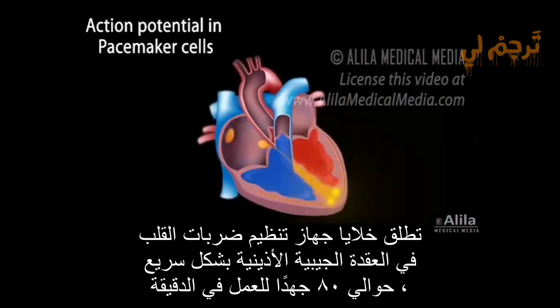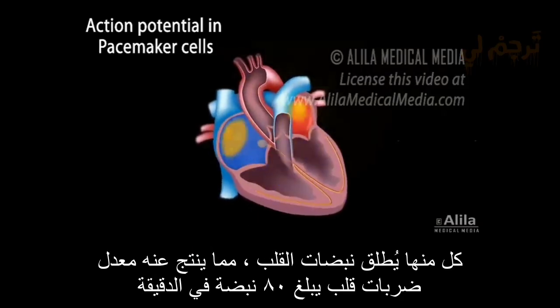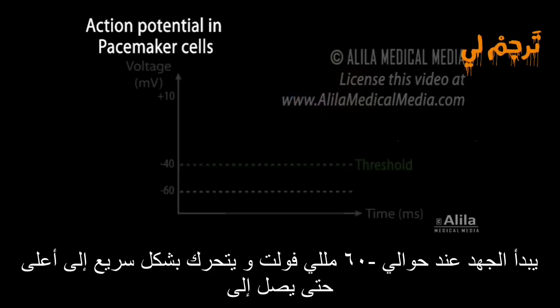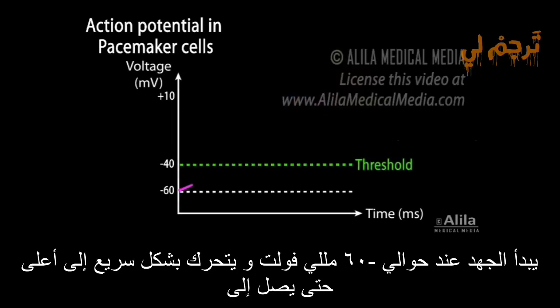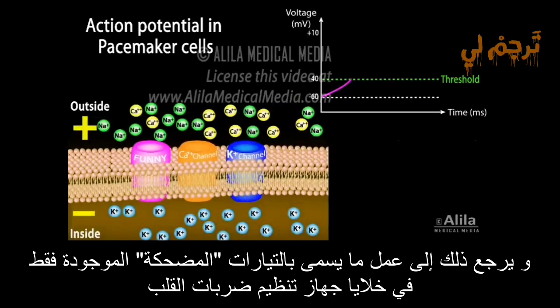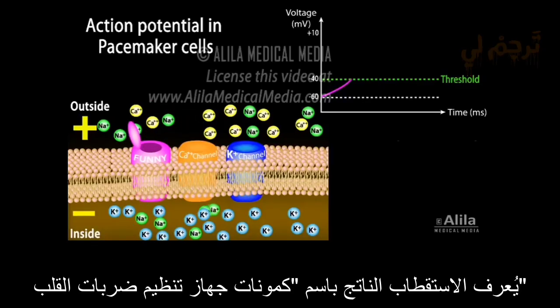The pacemaker cells of the SA node spontaneously fire about 80 action potentials per minute, each of which sets off a heartbeat, resulting in an average heart rate of 80 beats per minute. Pacemaker cells do not have a true resting potential. The voltage starts at about -60 millivolts and spontaneously moves upward until it reaches the threshold of -40 millivolts. This is due to action of so-called funny currents, present only in pacemaker cells. Funny channels open when membrane voltage becomes lower than -40 millivolts and allow slow influx of sodium. The resulting depolarization is known as pacemaker potential.